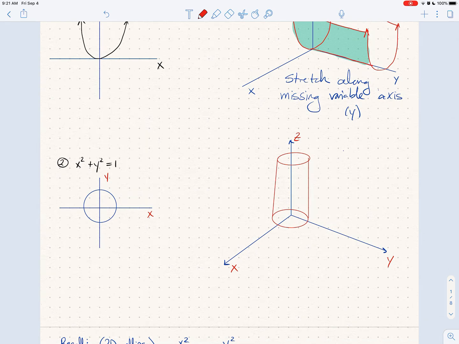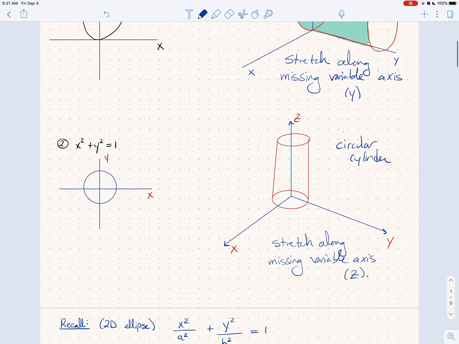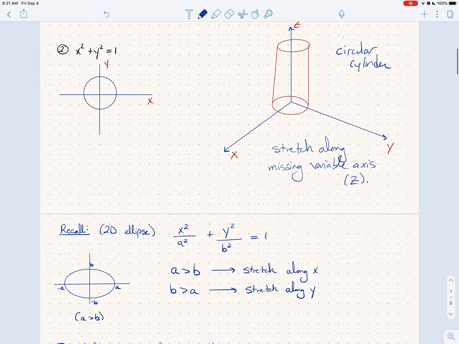So if you wanted to name this, you could call this a circular cylinder. And of course, we stretched along the missing variable axis, which in this case was the z-axis.